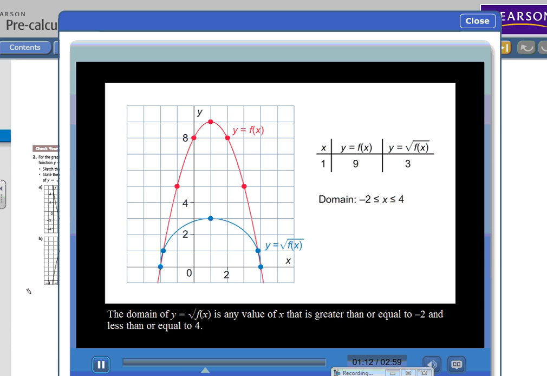The domain of y equals root f(x) is any value of x that is greater than or equal to negative 2 and less than or equal to 4. The range is any value of y that is greater than or equal to 0 and less than or equal to 3.